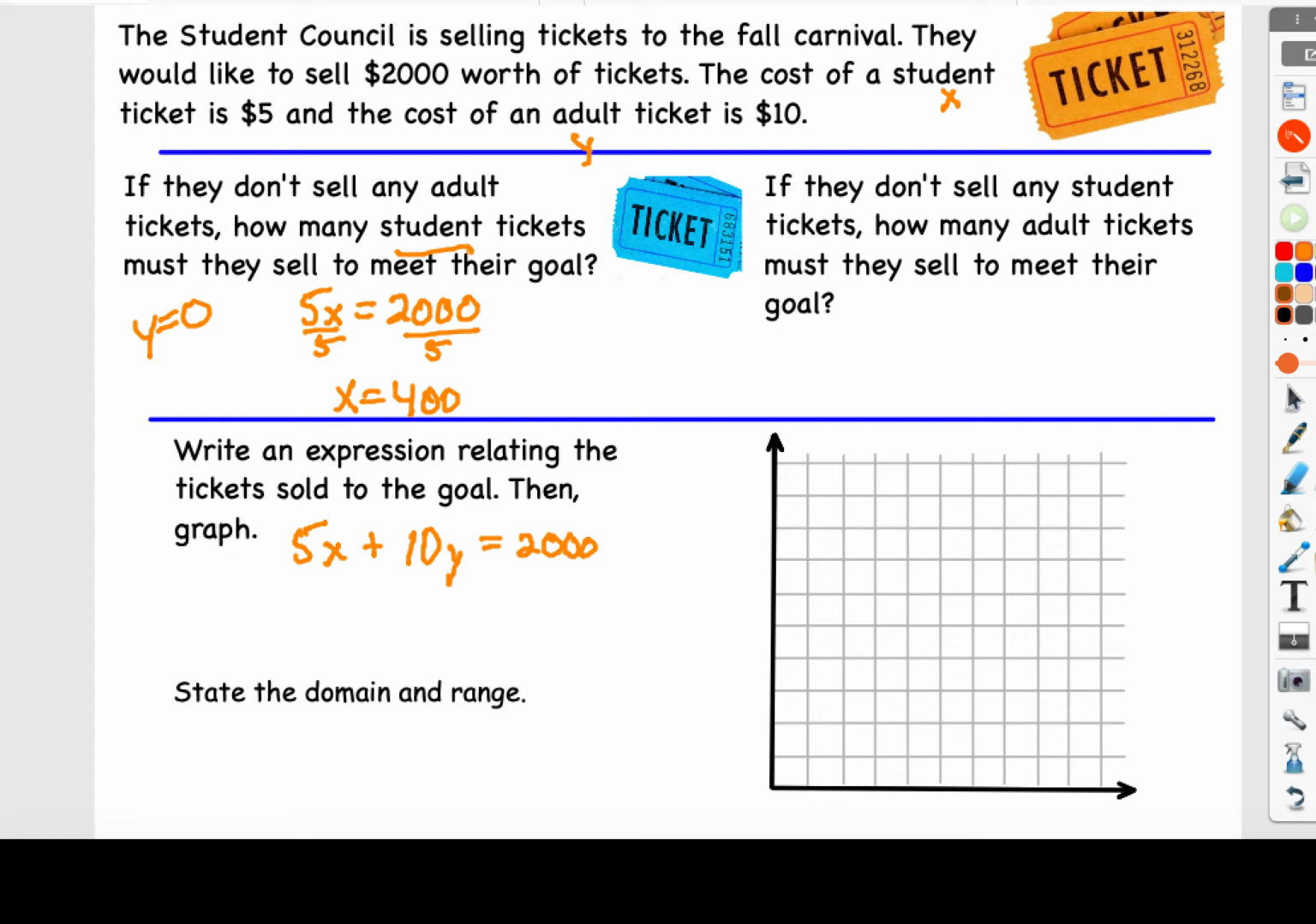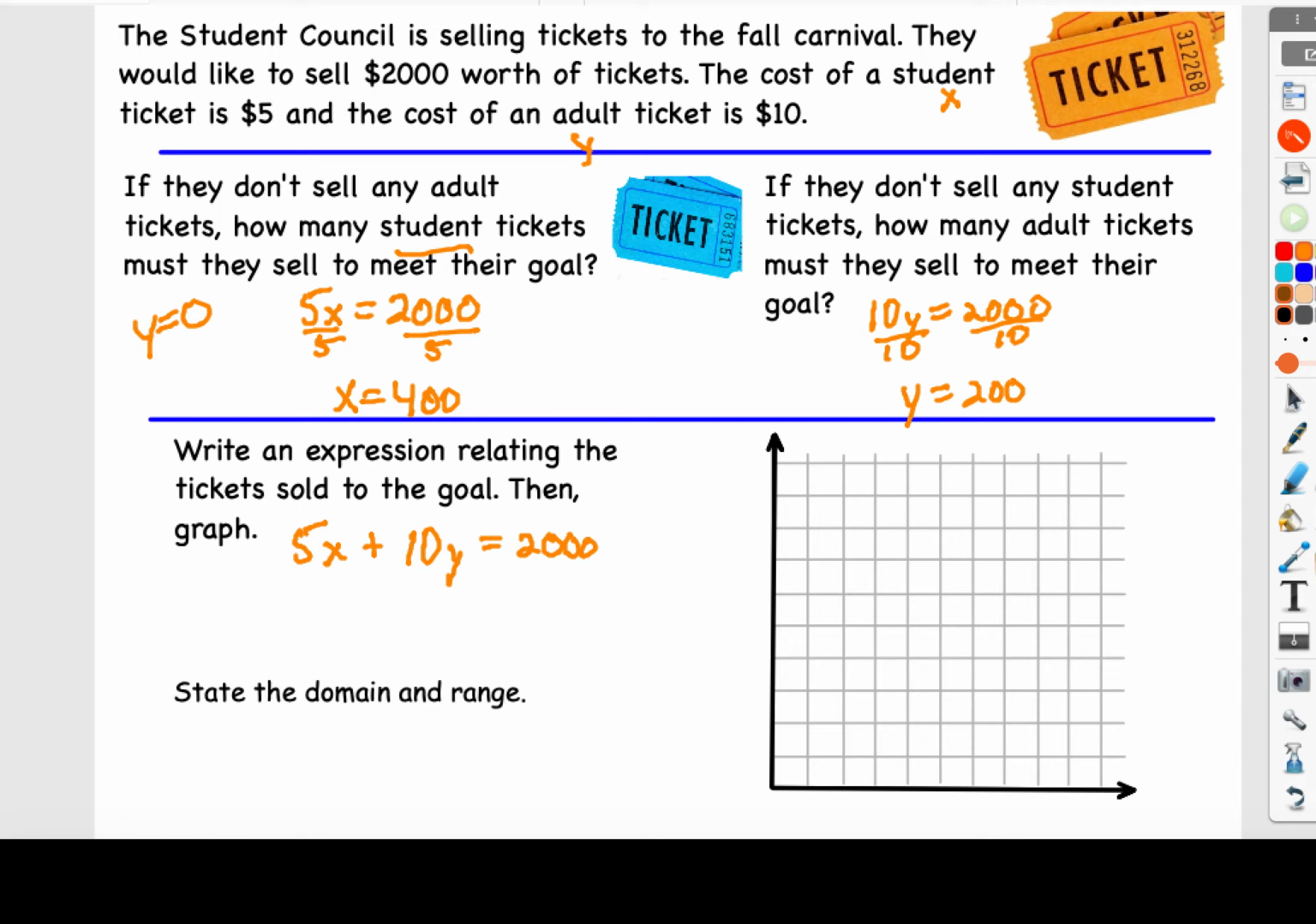Same thing goes on the next question. What if we didn't have any student tickets sold? Well, there's $10 per adult ticket, and again, we need to make $2,000. So let's divide by 10, and you would find out that y equals 200.